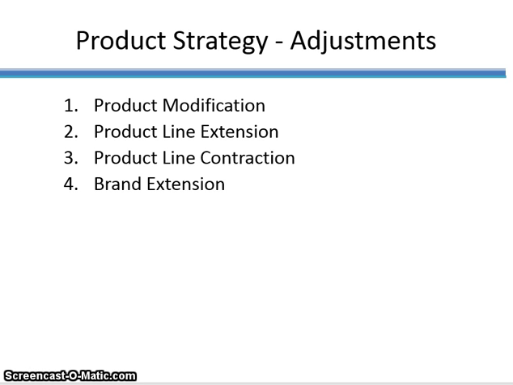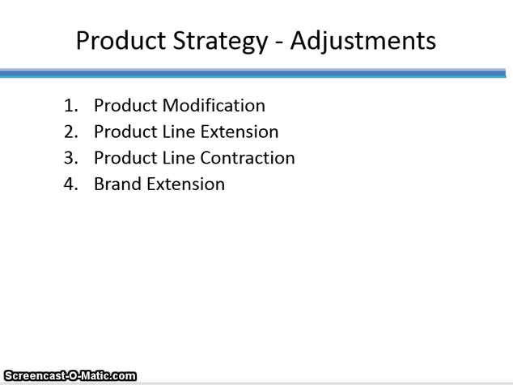The second adjustment is called product line extension. And again, these terms should become familiar to you. A product line extension is when a new product item gets added on to an existing product line. So with the Yoplait example, a new flavor of yogurt gets added on to the existing product line.